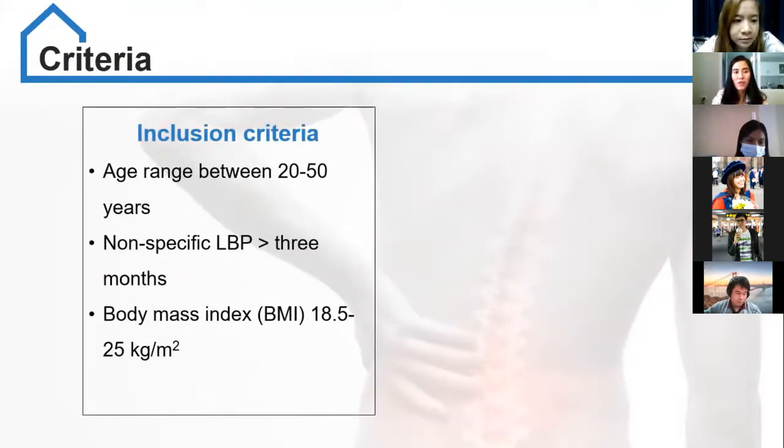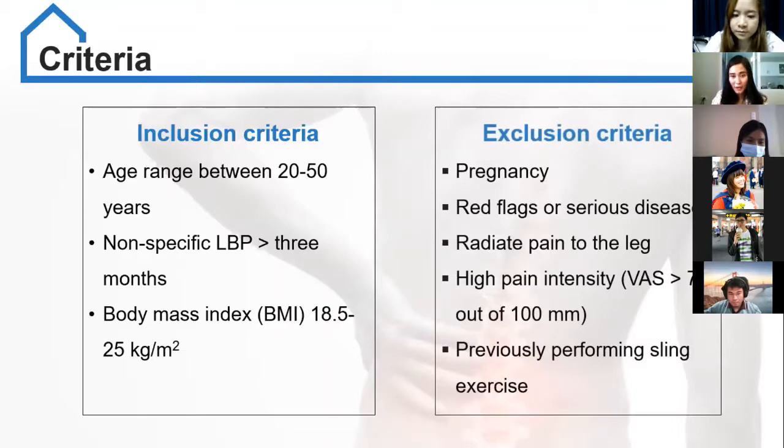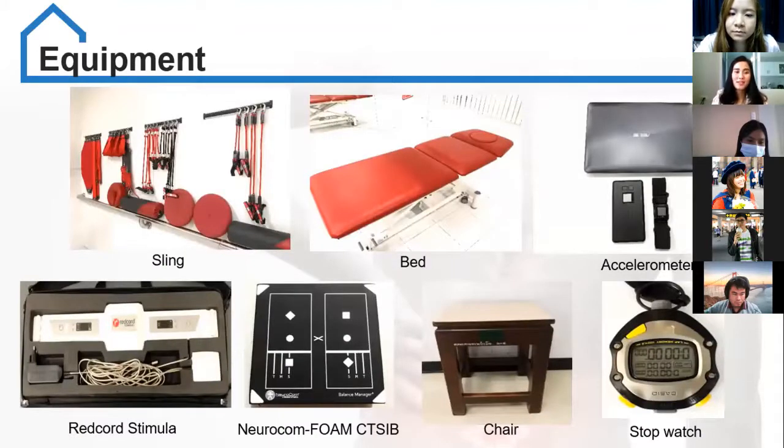Inclusion criteria consisted of patients aged between 20 to 50 years with non-specific back pain syndrome for more than 3 months, or chronic back pain, with a body mass index not more than 25. Exclusion criteria were pregnancy, back pain from serious disease, and participants with high pain intensity or who had previously performed exercise or sling exercise before participating in this study, who were excluded from the study.